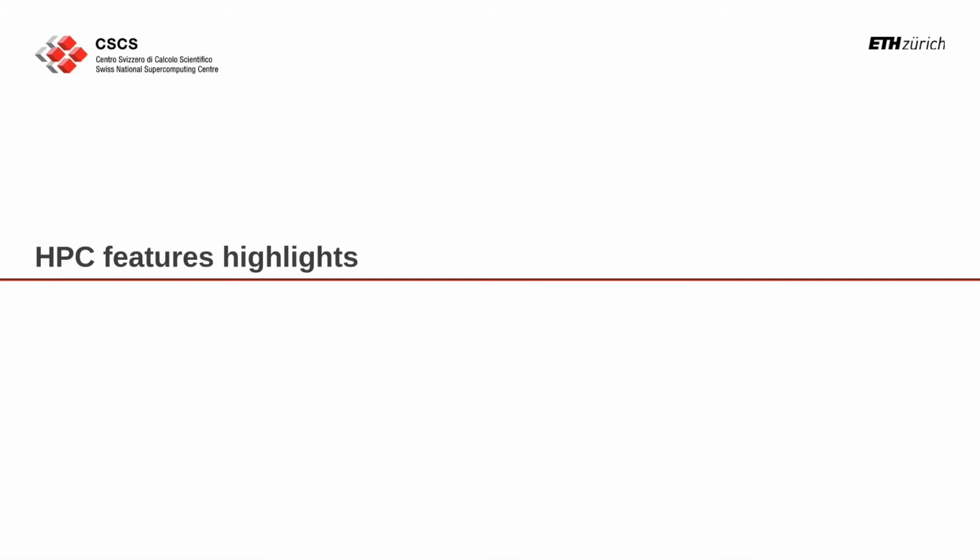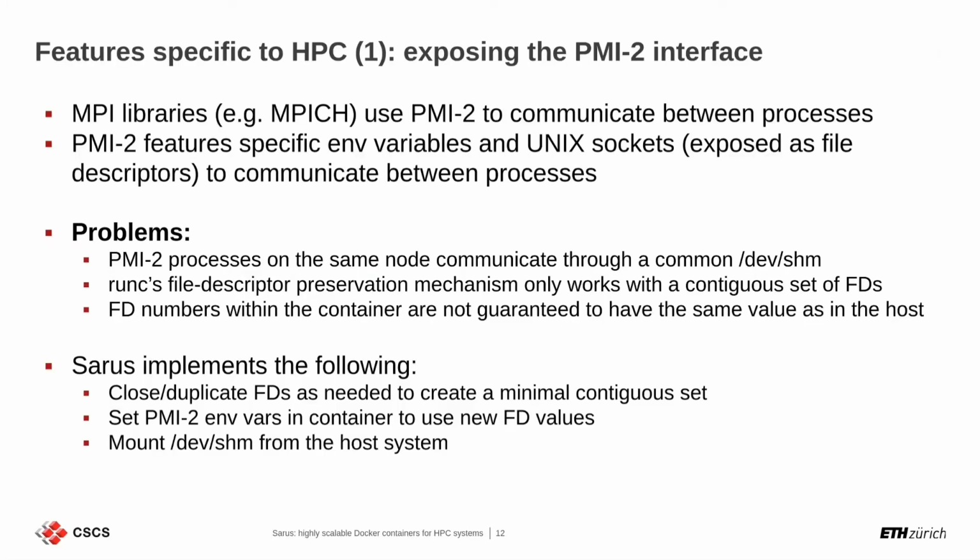Now, let's have a look at some HPC features that Sarus brings to the table. The first one is about exposing the PMI2 interface within containers. PMI2 is used by some MPI implementations, such as those derived from MPICH, to communicate between processes. The interface is formed by specific environment variables and Unix sockets, which are accessible from file descriptors.